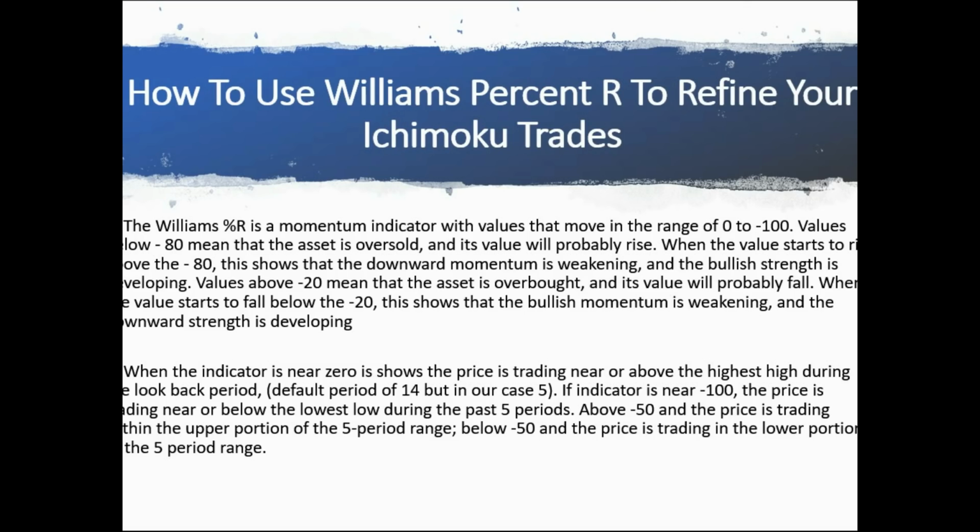When the indicator is near 0, it shows the price is trading near or above the highest high during the look back period. The default period, as I said before, is 14, but in our case it's going to be 5. If the indicator is near negative 100, the price is trading near or below the lowest low during the past 5 periods. If it's above negative 50, the price is trading within the upper portion of the 5-period range; below negative 50, the price is trading in the lower portion of the 5-period range.